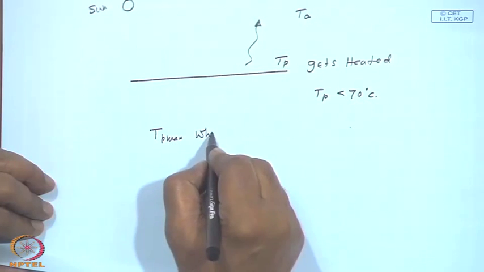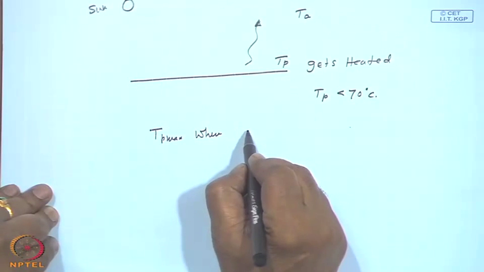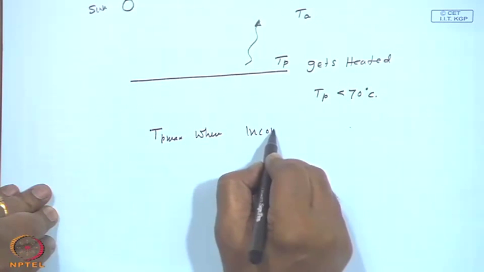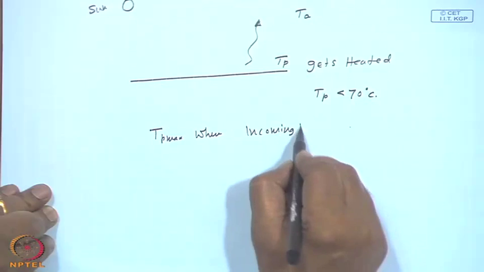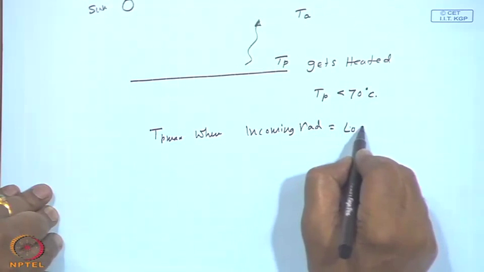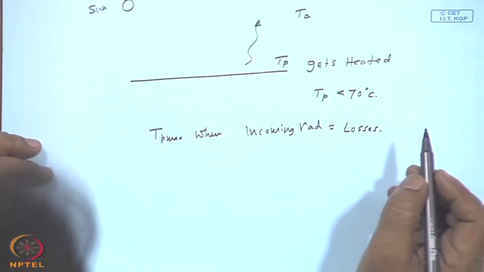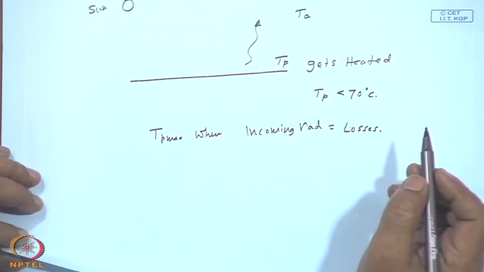when your incoming radiation is equal to the losses. When this happens at a particular T p, there will be no more increase in the temperature.